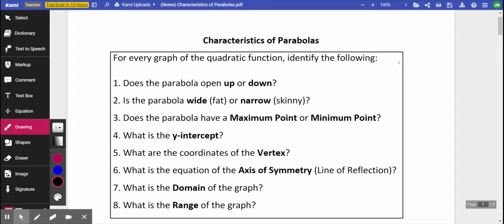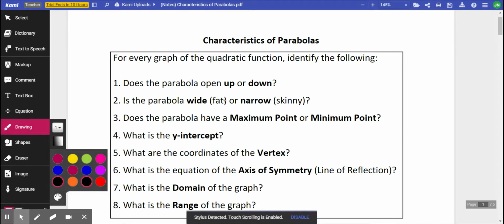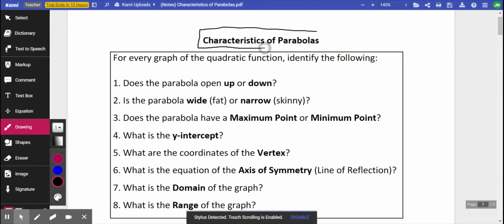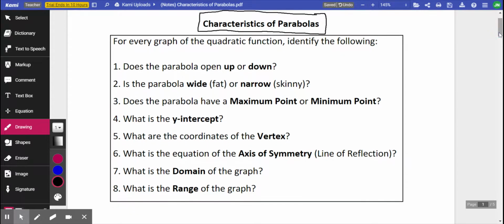Hey everyone, in this video lesson we're going to be talking about the characteristics of parabolas. There is nothing that you're going to be learning here that we haven't already discussed in this class. So by now you should already know what all of these things or most of these things already are. But we're basically just putting everything together. So this kind of just sums everything up.